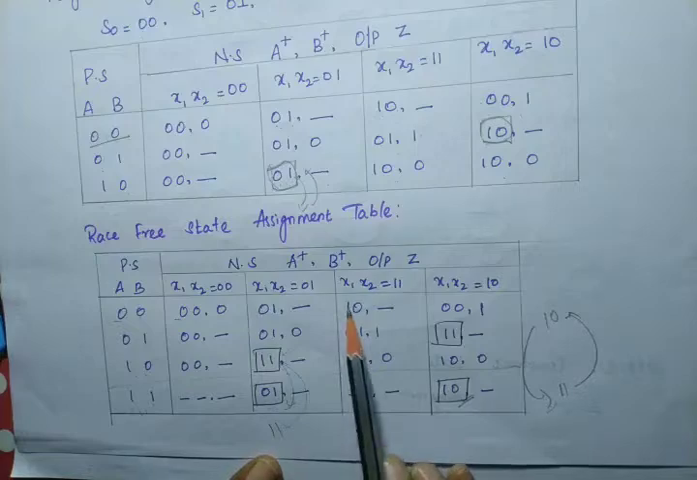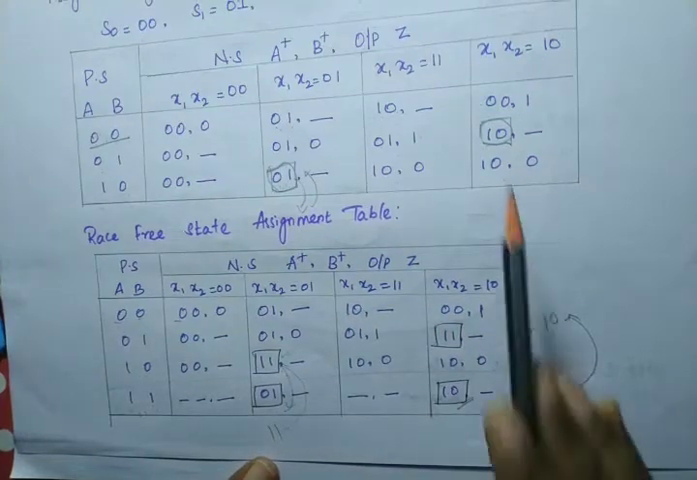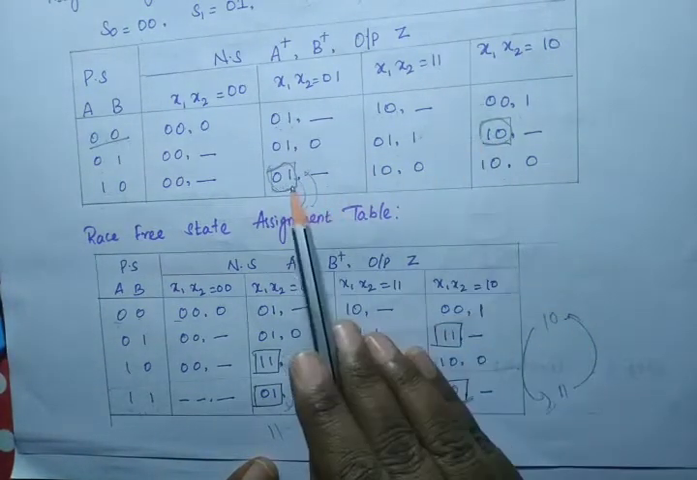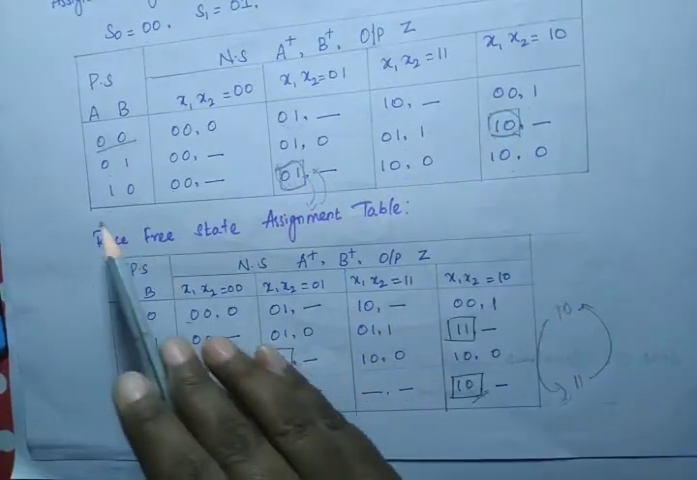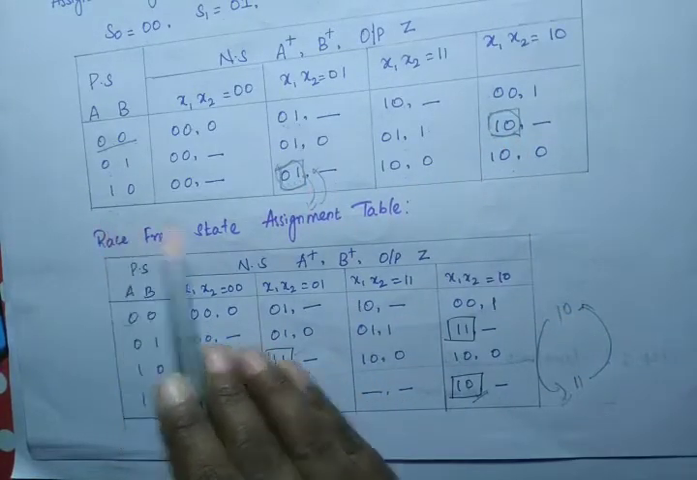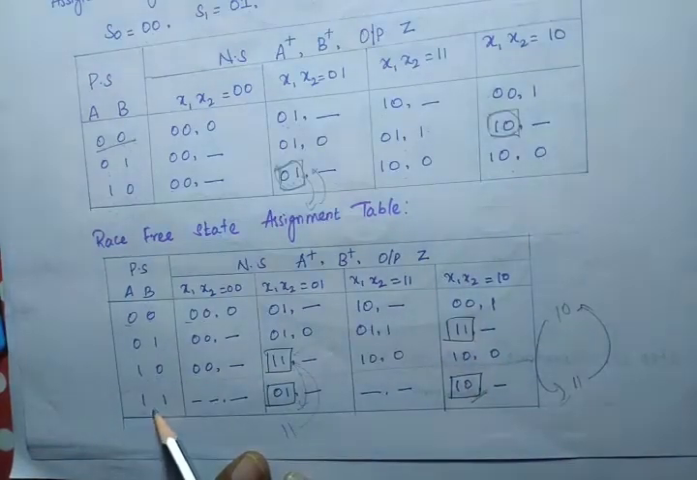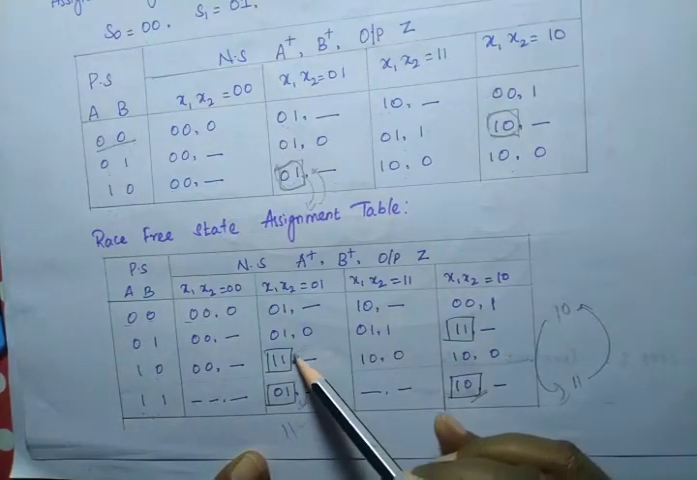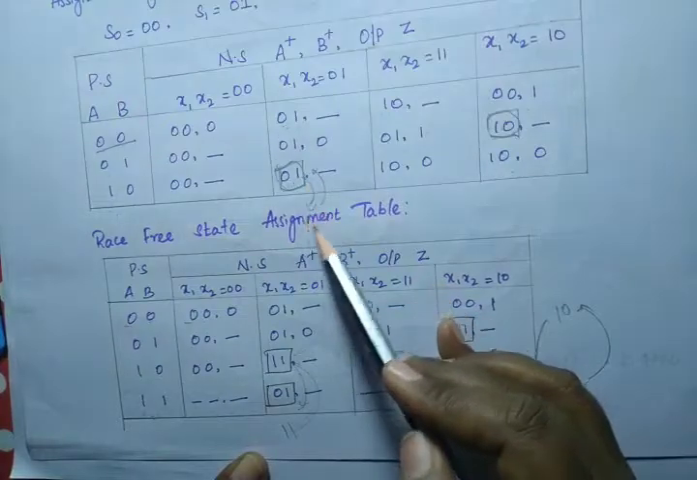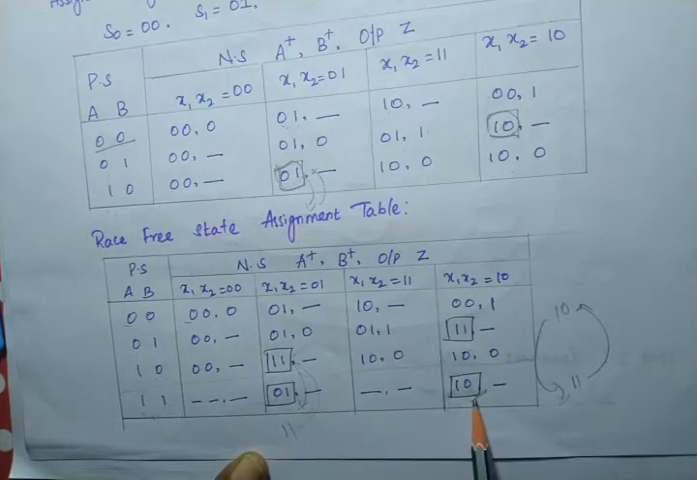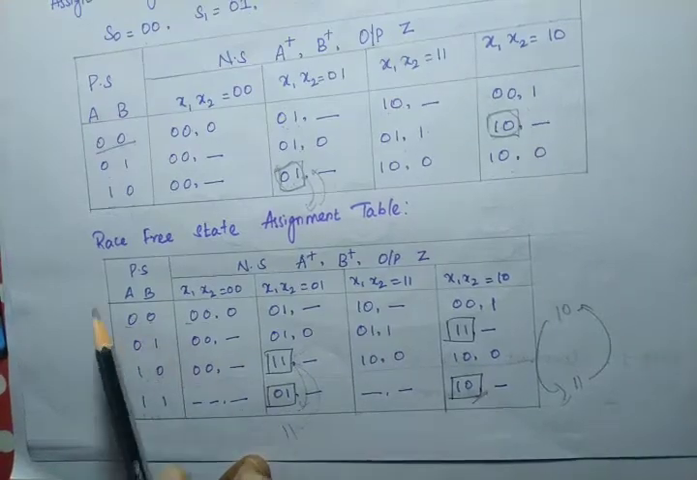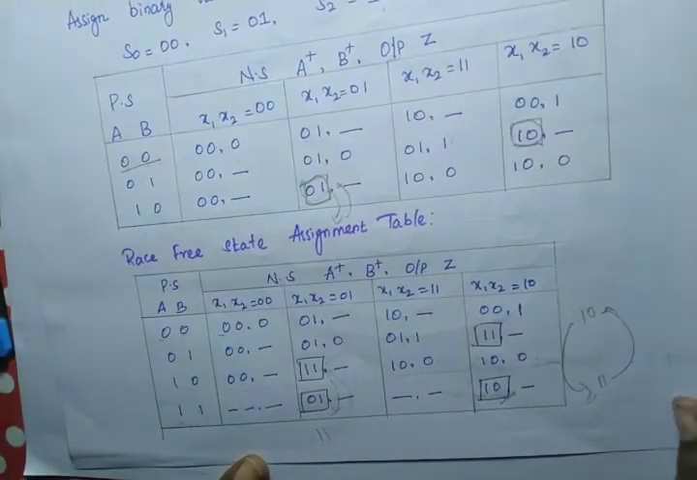So this table is said to be a race-free state assignment table, that is, for every present state, in the next state we must have only one bit change, but previously we had 2 bit changes in these 2 places. For this purpose we added another new state, that is 11. After adding this 11, we exchanged this 11 value with this race condition. Now see, here we have only 1 bit change, and here also only 1 bit change, and this table is said to be a race-free state assignment table.